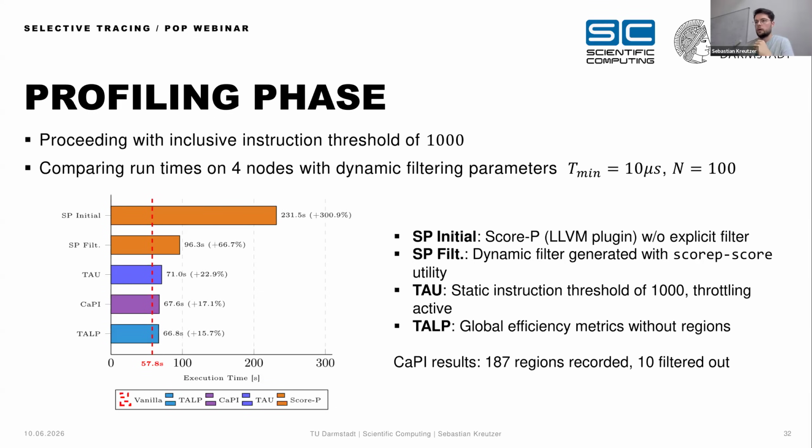Then finally, for our Kirby configuration, using the inclusive instruction count metric, we have a 17% overhead, and that is actually quite close to just running TALP on its own, which is around 16% overhead, but we get the added results of the individual functions. In this case, we had 187 regions recorded with metrics, of which 10 were filtered out due to low runtime.